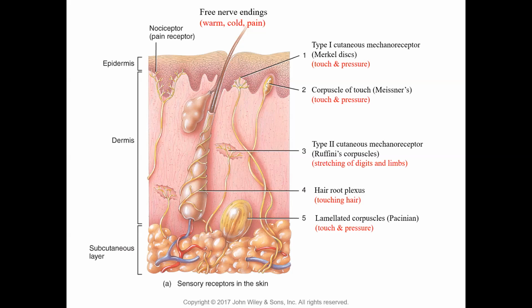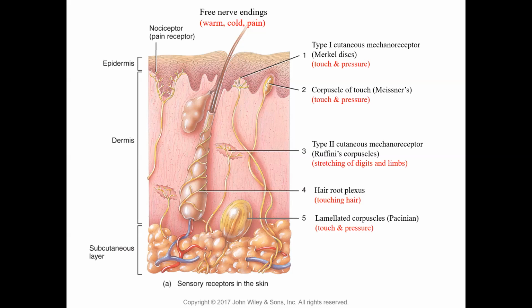Number 2 is the corpuscle of touch, also known as Meissner's corpuscle, and they are also responsible for touch and pressure. You can see structurally they're slightly different. The Meissner's corpuscles are not free nerve endings, these are encapsulated nerve endings, and they are found in the dermal papillae of hairless skin.